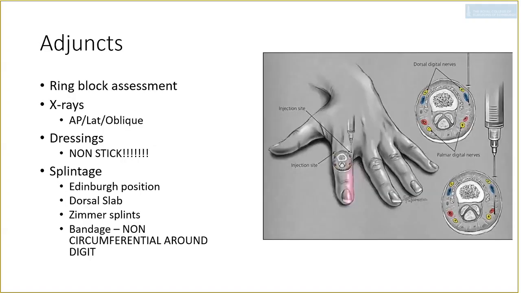So overall, with X-rays, don't just get an AP and a lateral, try getting an oblique as well, because in complex fracture patterns, you may have spiral and oblique fractures, which need certainly a different type of surgical management, perhaps.